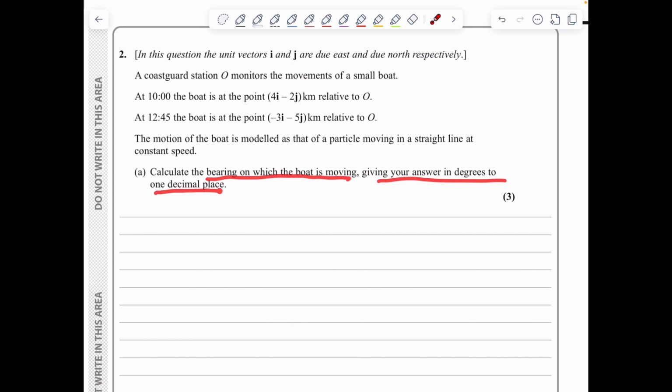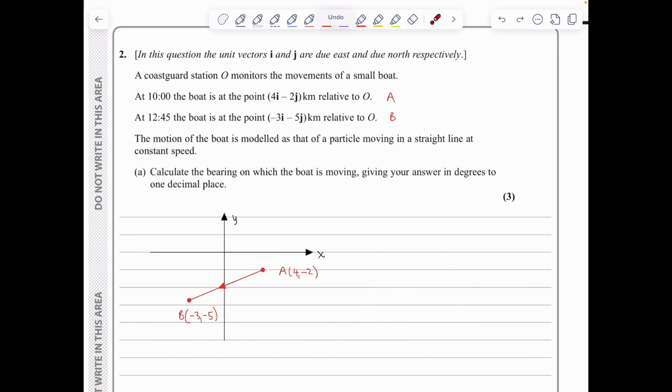to 1 decimal place. Well, I will start by labeling as A and B the position of the boat at 10 o'clock and 12:45 respectively, and I will proceed by drawing my axis and plotting the points A and B. So the boat is moving from A to B in the direction indicated by the arrow. So we're trying to find the bearing on which the boat is moving. The bearing is measured always from the north and turning clockwise. So we're trying to find the size of this angle here.